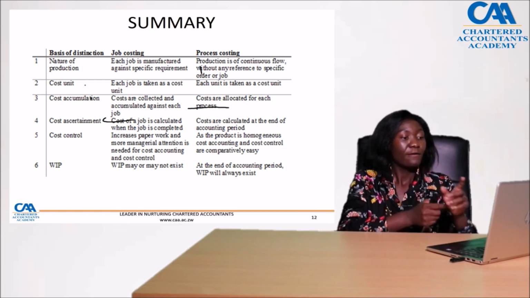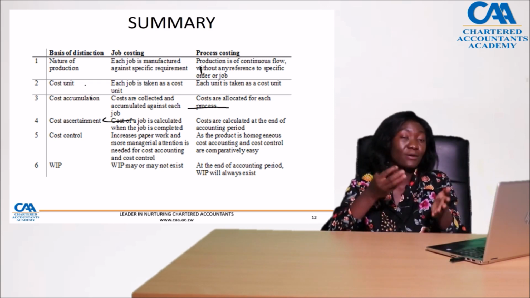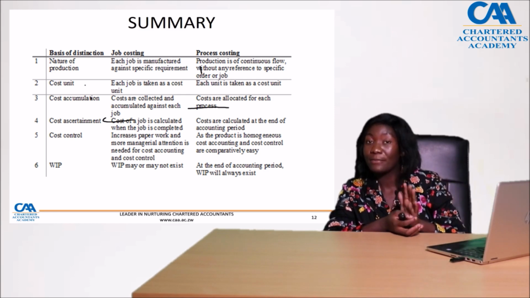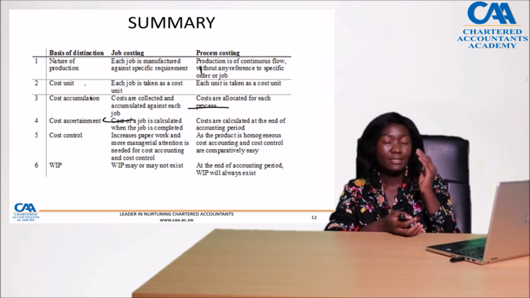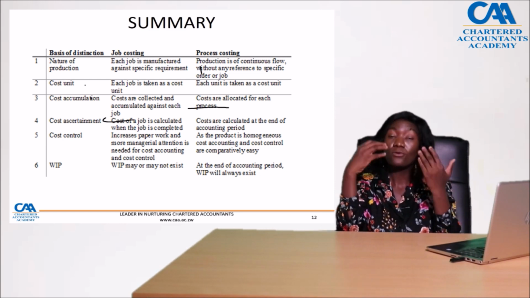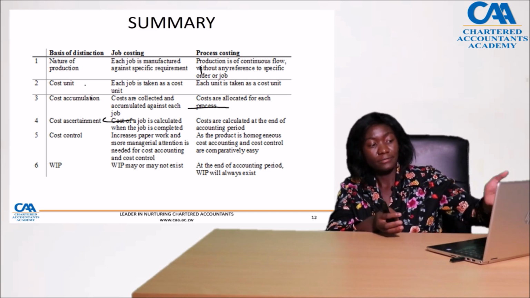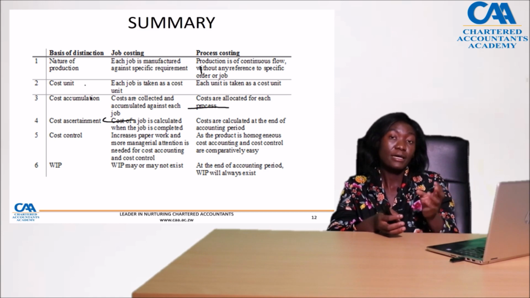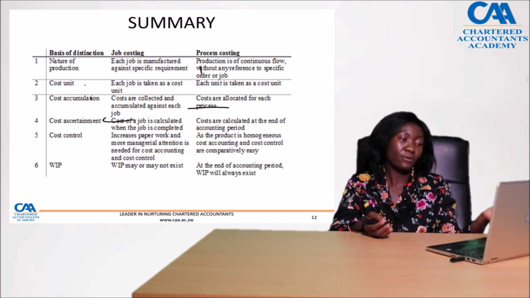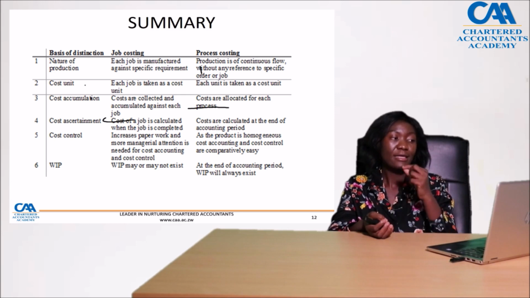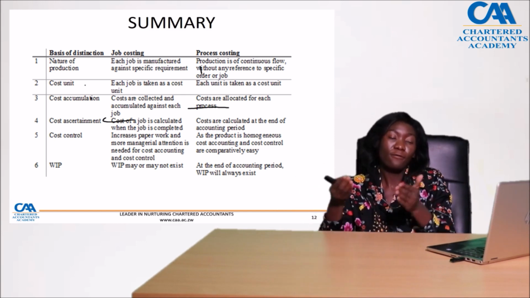Equivalent units. For cost control, job costing, as highlighted earlier, we list different forms and records that we use, which increases paperwork and more managerial attention. But for process costing, since the product is homogeneous, cost accounting and cost control is comparatively easy. Last but not least, under job costing, work in progress may or may not exist. Remember, cost accumulation is per job. So likely after each job is completed, you may or may not have any work in progress. But under process costing, at the end of each accounting period, work in progress will always exist since it's a continuous flow.